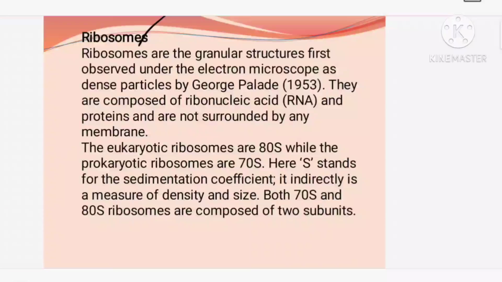Ribosomes are granular structures. When you are seeing them, they are just round bodies present inside the nucleus, and you can also find them on the endoplasmic reticulum and in the cytoplasm, okay. They were observed under the electron microscope as dense particles. These dense particles were observed by whom? George Palade was the one who observed them in 1953. When you are saying the composition, what is it made up of? It is made up of RNA, ribonucleic acid, and they also have protein. So, what is the composition of ribosomes? RNA plus protein.